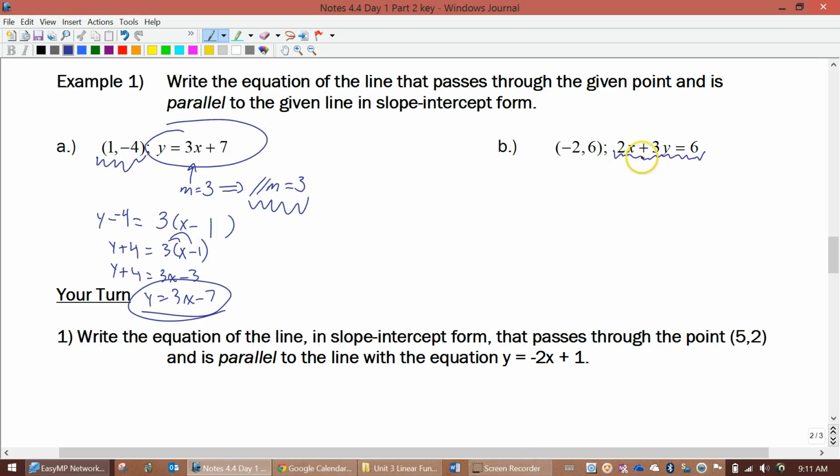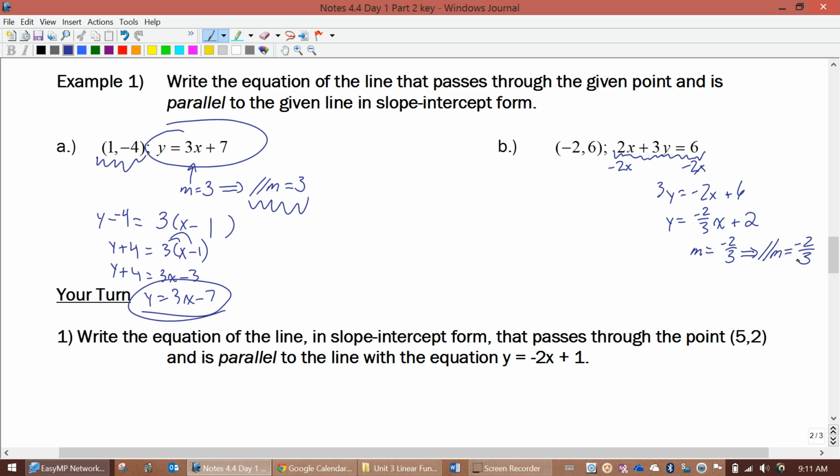Do it. So the first thing we do to get it in slope-intercept form is we subtract 2x. Then we're going to divide by 3. Because slope-intercept form has y by itself, it solves for y. And the component of that equation that we use is the fact that the slope is negative 2/3. We use that to interpret what that means in terms of a parallel line slope. A parallel line slope is negative 2/3.